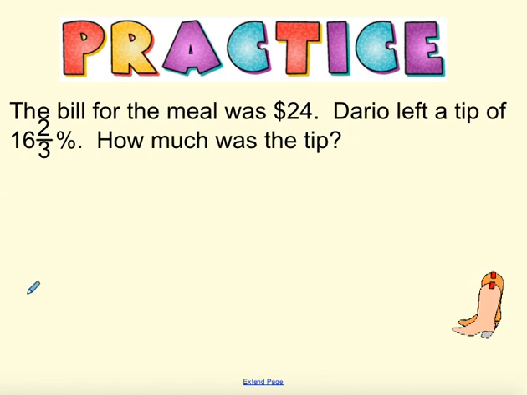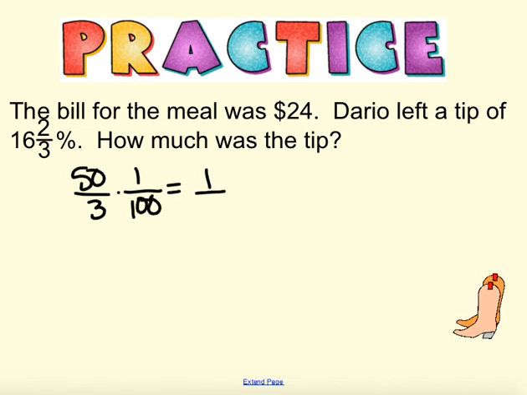All right, another example. 16 2/3%. Well, let's turn it into an improper fraction, and we have that 50 over 3 again, that we're going to multiply by my reciprocal 1 over 100. So we see this is 1/6. You'll start to remember more and more of these percentages as their fraction forms the more you use them. And now I'm going to multiply by 24, and we see that the tip should be $4.